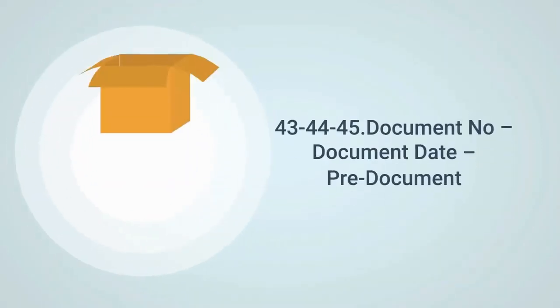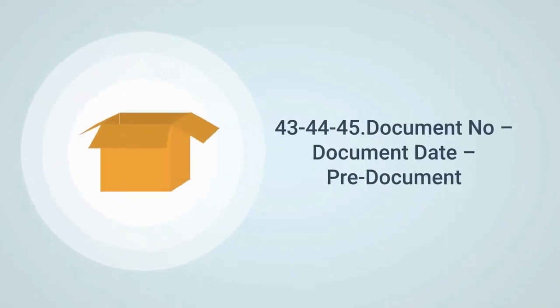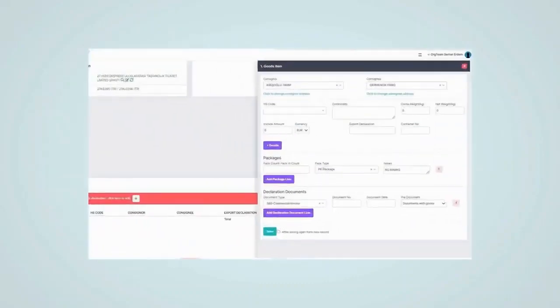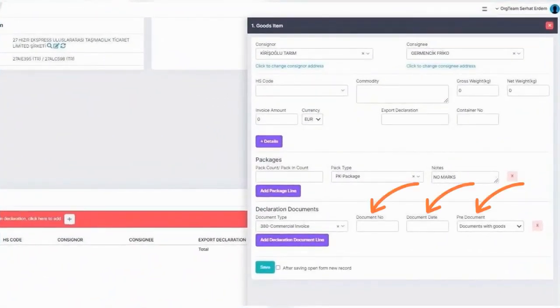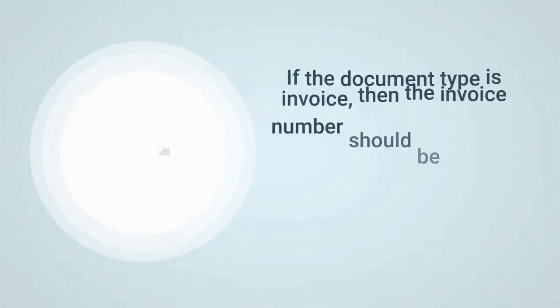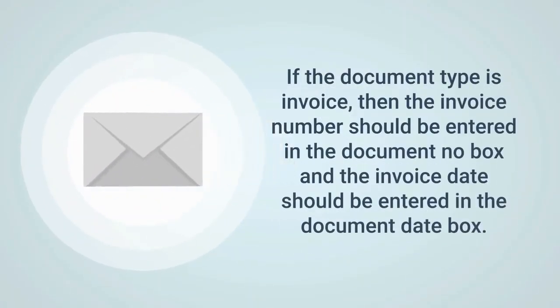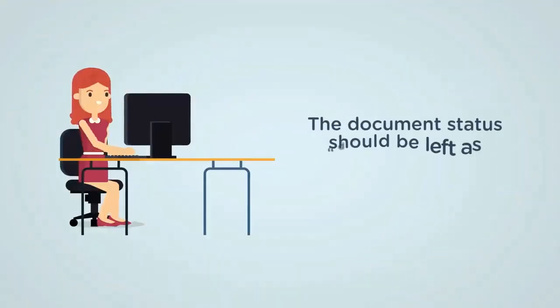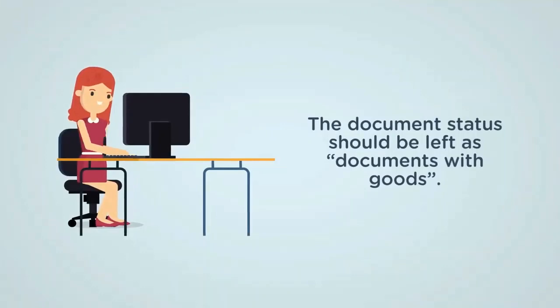Document no, document date and pre-document. If the document type is invoice, then the invoice number should be entered in the document no box and the invoice date should be entered in the document date box. The document status should be left as documents with goods.